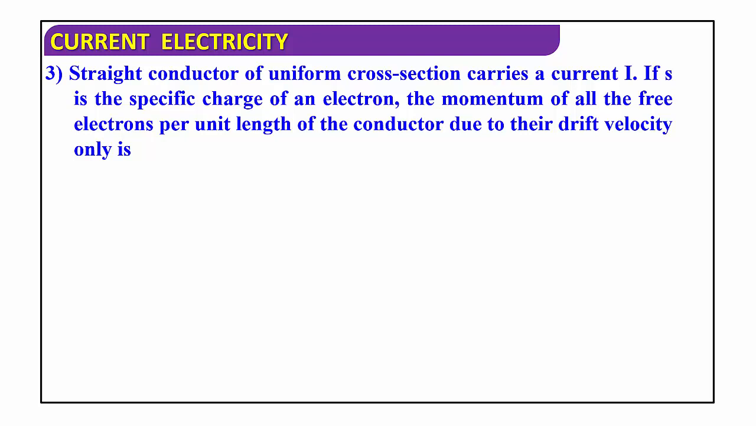Then the momentum of all the free electrons per unit length. What do you mean by momentum? Linear momentum P equal to m into v, that gives mass into velocity. Per unit length means mass into velocity divided by L. Remember, linear momentum is denoted by P. The general equation is m into v, but they have given the momentum of all free electrons per unit length, meaning mv divided by L, due to their drift velocity. This value we have to calculate. Is it clear? Now you can observe the solution.